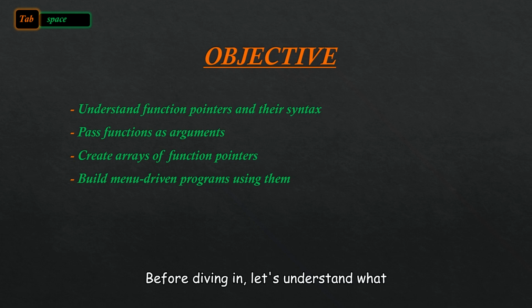Before diving in, let's understand what we aim to achieve today. First, we will explore the syntax and concept of function pointers, how to declare and use them. Then we will learn how to pass them as arguments to other functions, unlocking the capability of dynamic behavior. We will also store multiple function pointers in arrays, a foundational technique for menu-driven programs. Finally, we will solidify our understanding through a hands-on mini project, a calculator built entirely using an array of function pointers. By the end of this lesson, you will be able to design flexible systems using function pointers confidently.